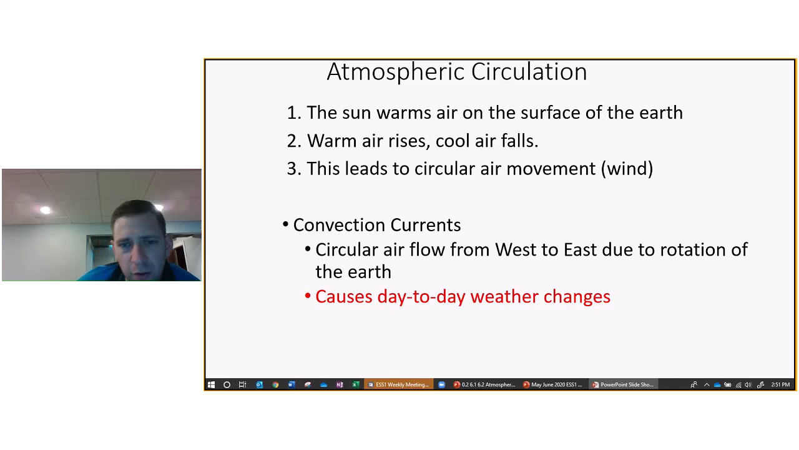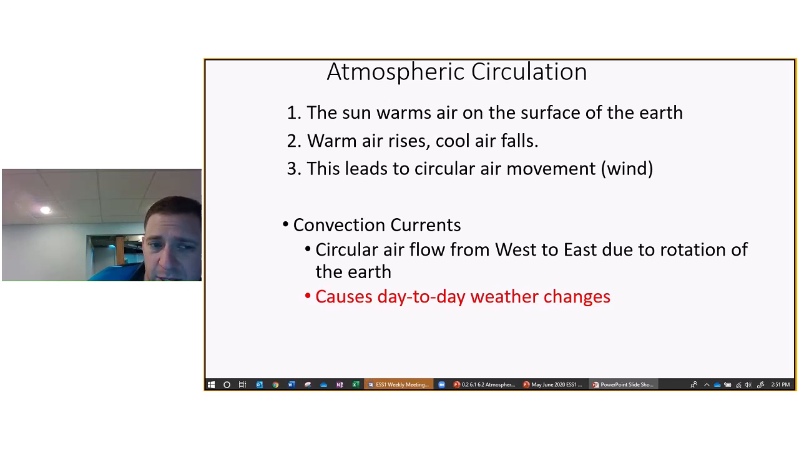Some other flow of the atmosphere is called convection currents, and this is the fact that the Earth rotates. Hold on, I got to think about this. The Earth rotates from east to west, and so that means that the air flows from west to east due to basically a lag due to that rotation.